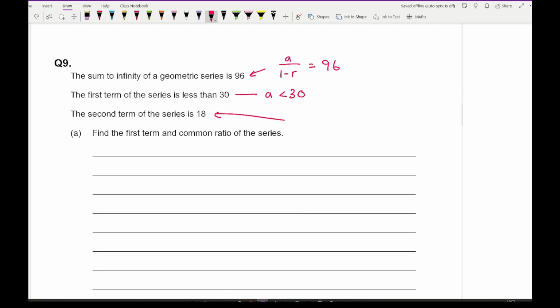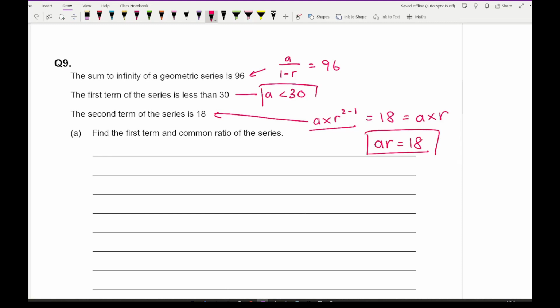And we know that the second term of a geometric series is going to be a times r to the power 2 minus 1, equals 18. Simplifying all of this, we get that as a times r. So we know that ar equals 18. Let me just put little boxes around those key bits of information. Now to find r, we can use this and this bit of information to find out what r is going to be.